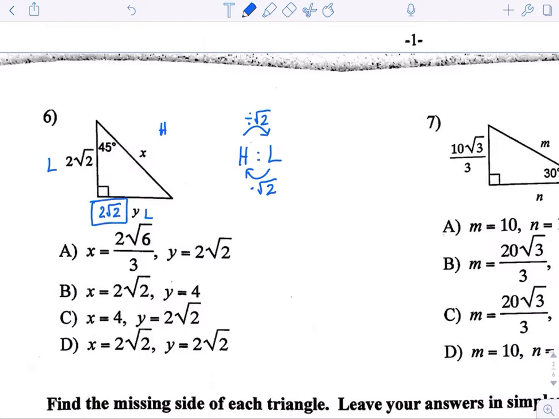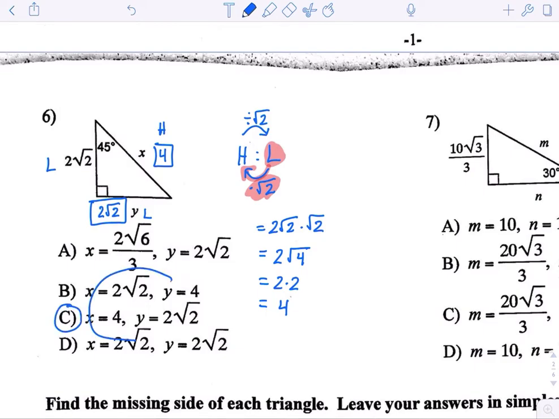Now we need to go from a leg to the hypotenuse. If we start at the leg to go to hypotenuse, we must multiply by square root of 2. So 2 rad 2 times radical 2. So we get 2 radical, and inside the radical we get 2 times 2, which is 4. The square root of 4 is just 2. So that's simply going to be 4. So we know our hypotenuse is going to be 4, which means our only answer for this one is C.